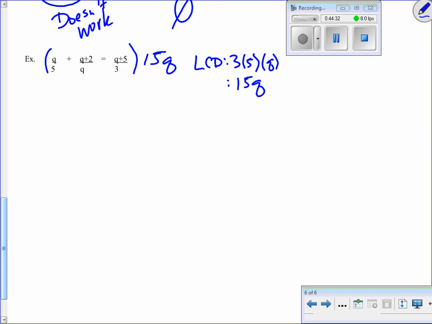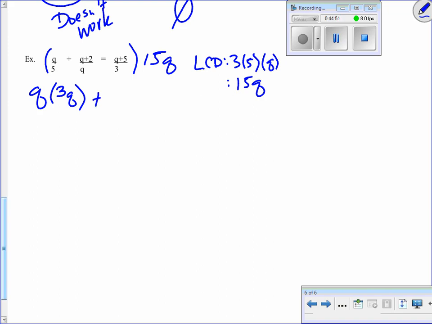If I do that, let's see. We're going to get q times 3q. 15 divided by that 5 will get us 3 there. So 3 times q times 3q. Sorry, I blanked there for a second.